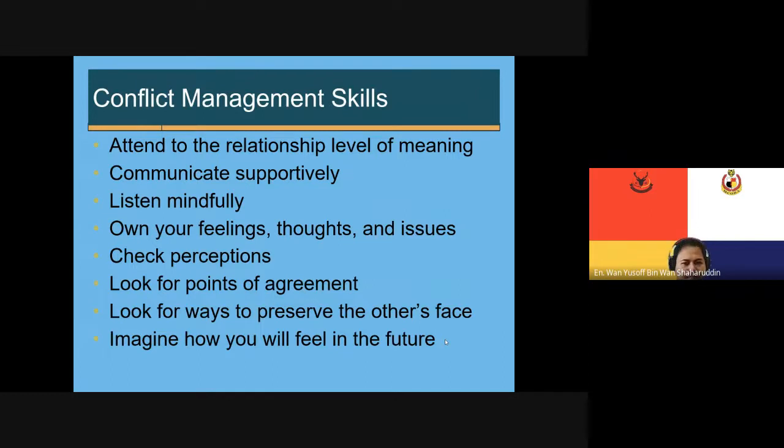Right, do not humiliate your partner when you are dealing with them in conflict, right? Imagine how you will feel in the future. So if things are not going well, just imagine how bad it is, and how crucial it is to the prospect or the future of your relationship.